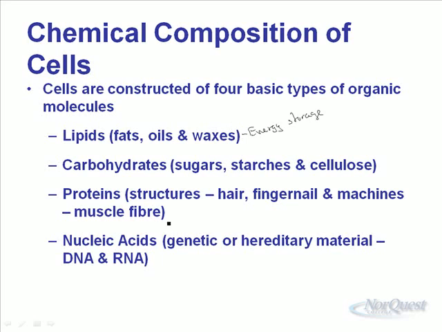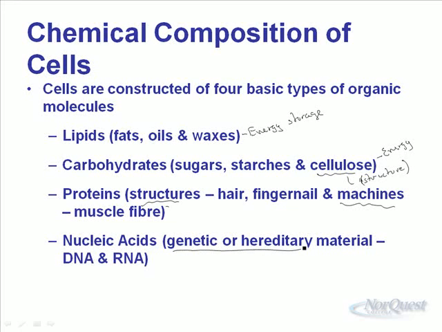And each of these molecules can be classified in one of 2 ways. They're either going to be related to energy, except for maybe cellulose, which is kind of structure. Or they are structures and machines. So proteins are either structures or machines, and we'll talk more about proteins at the beginning of the next unit, or nucleic acids, which is really our genetic or hereditary material.